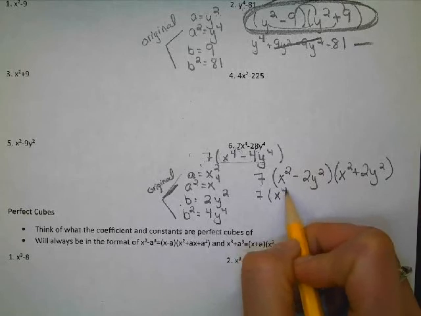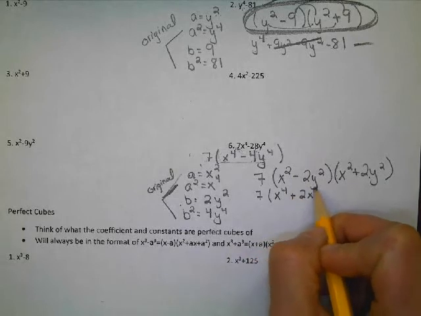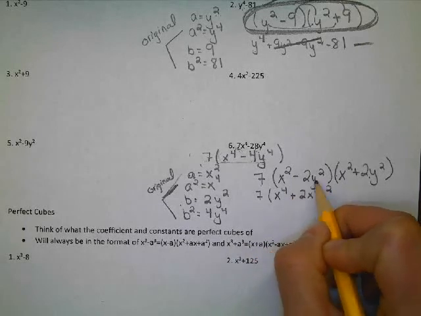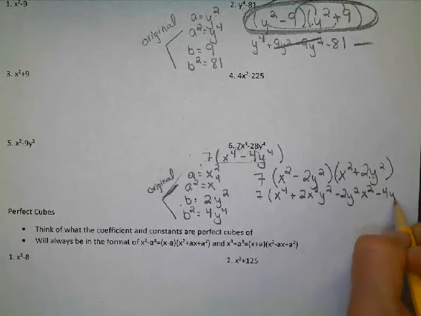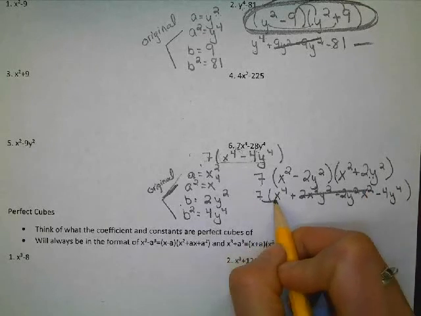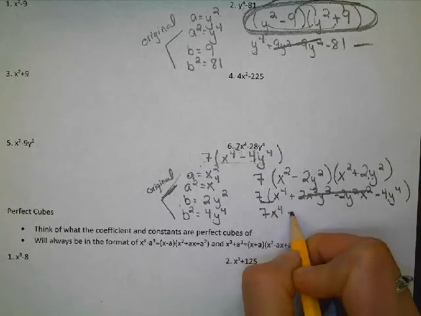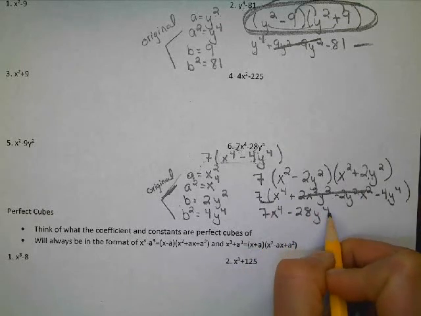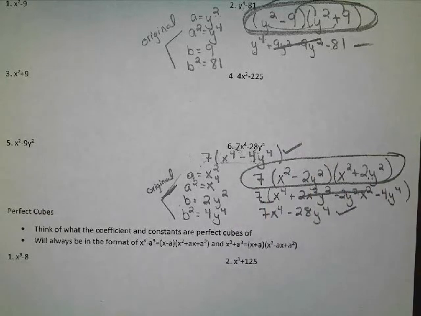X squared times x squared is x to the 4th. X squared times 2y squared is positive 2x squared y squared. Negative 2y squared times x squared is negative 2y squared x squared. And this times this gives me negative 4y to the fourth. Well, I know that goes away. And if I multiply this 7 back through, I get 7x to the fourth. And this 7 times this guy over here is negative 28y to the fourth. So that checks out. So what we had right here is indeed our equivalent factored form. So I want you guys to try the rest now.